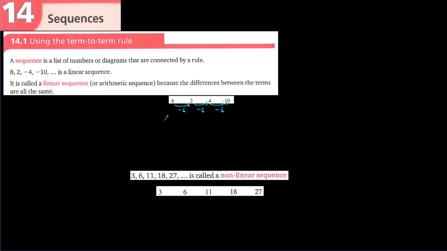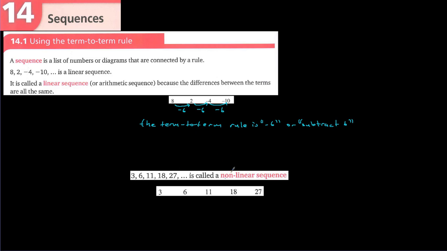So the term-to-term rule is minus 6, or subtract 6. Okay, so we are going to find the term-to-term rule like this.